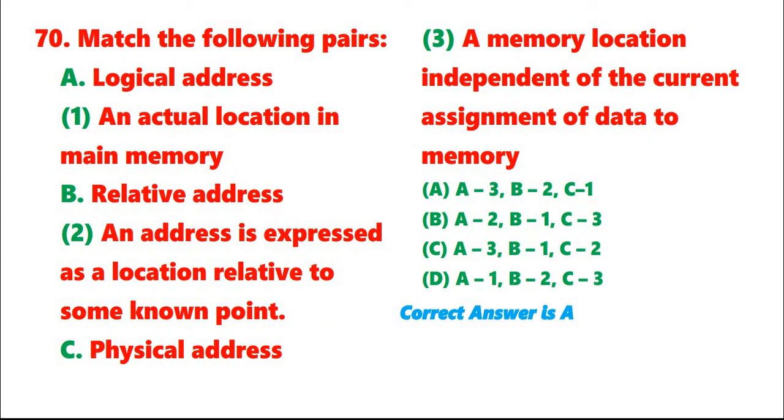70. Match the following pairs. A. Logical address, 1. An actual location in main memory. B. Relative address, 2. An address is expressed as a location relative to some known point. C. Physical address, 3. A memory location independent of the current assignment of data to memory. Options: A. A3, B2, C1, B. A2, B1, C3, C. A3, B1, C2, D. A1, B2, C3. Correct answer is A.